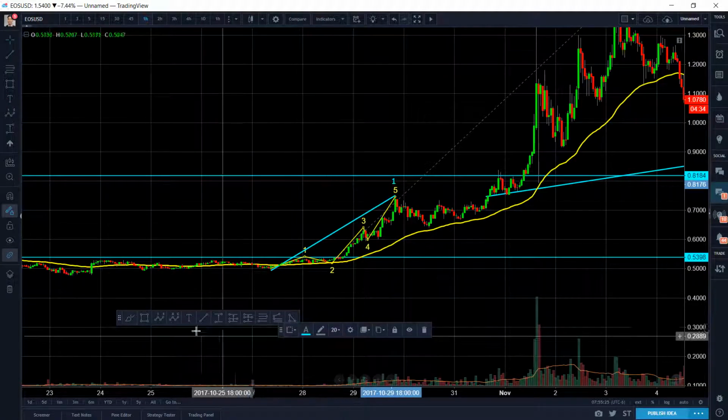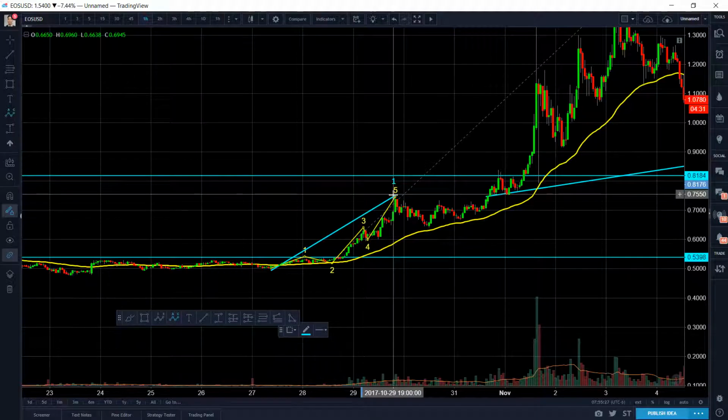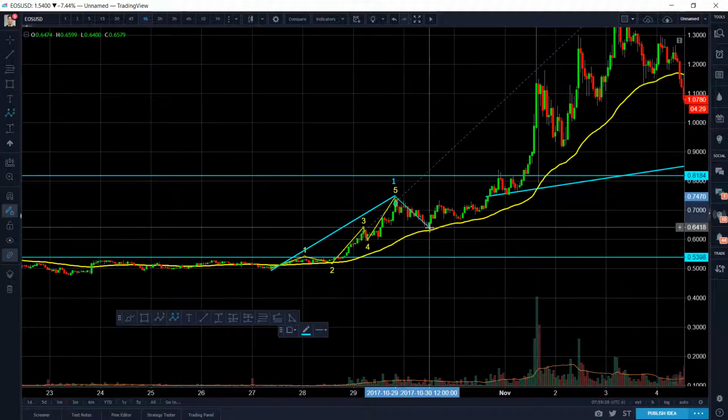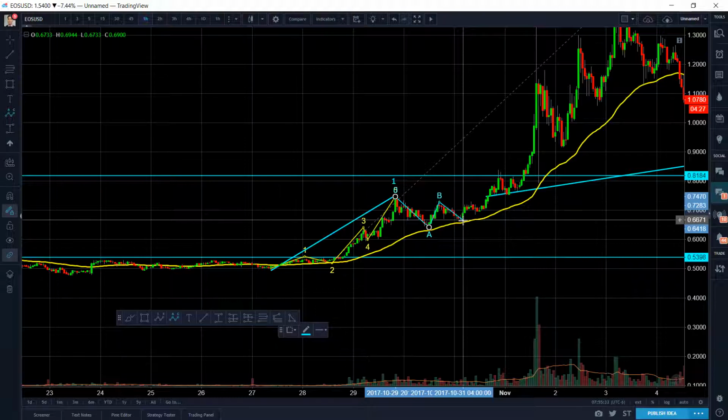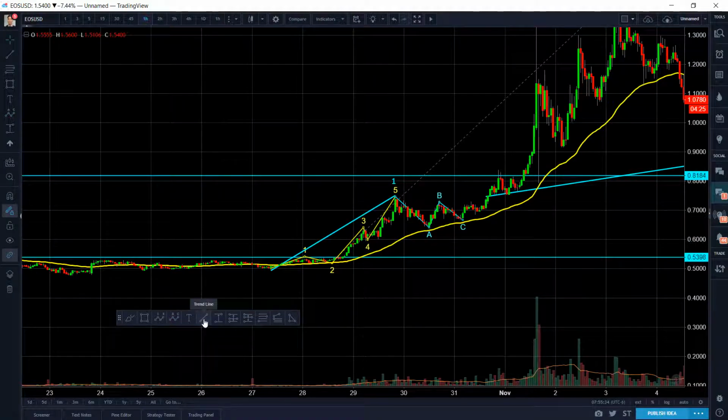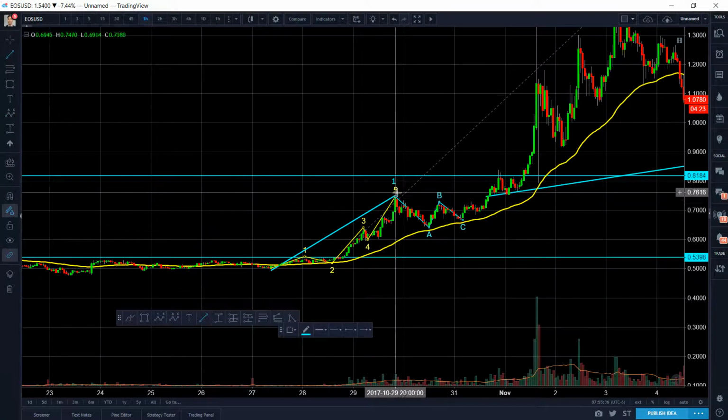Then we're going to look for basically an A, B, C correction. This is pretty much going to fit it to me. A, B, and a C. So this will make my second subwave right here.